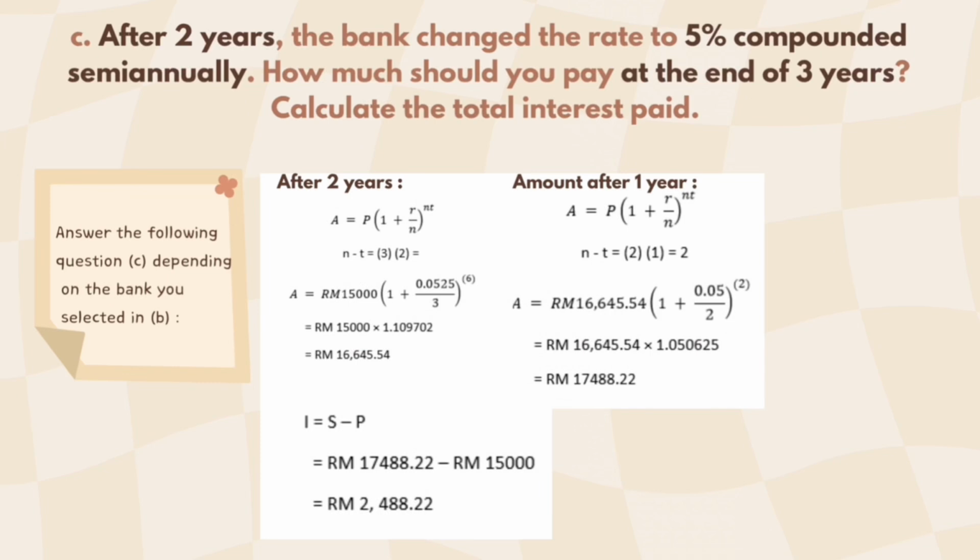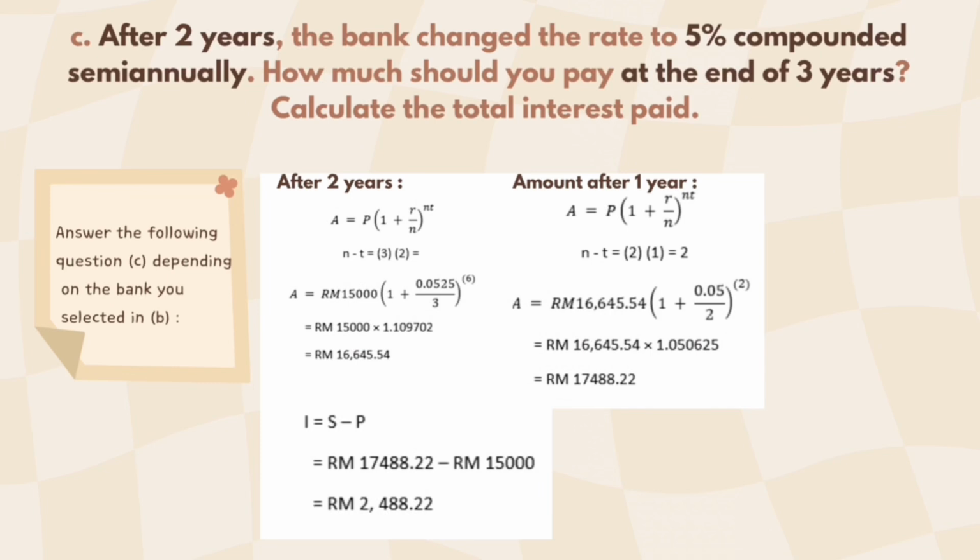Then we solve 15,000 times 1.509702, having 16,645 ringgit 54 cents as an answer. Now we're looking at the next 1 year. Here, the interest rate changed to 0.05, which is 5%, and the interest is compounded 2 times per year, which means semi-annually.